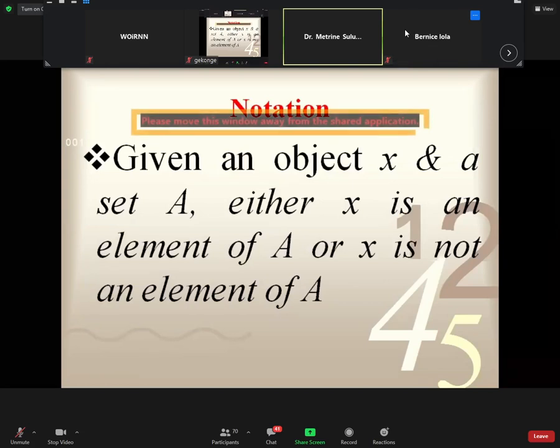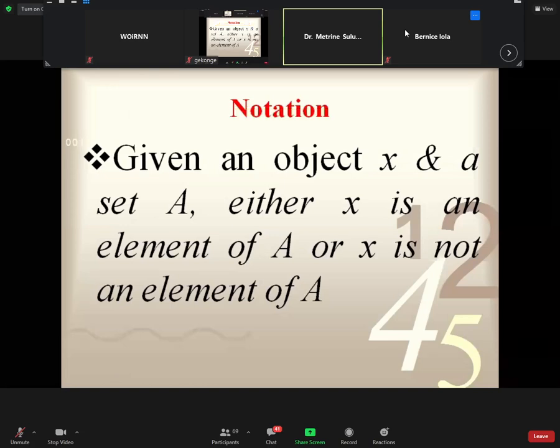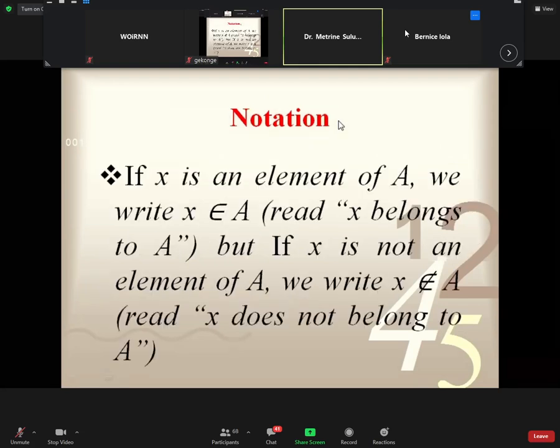But if X is not an element of A, then we write that X with a simple E with a slash, a stroke or a line going through it, to mean that X is not an element of A, or X is not a member of A. So either we say X belongs to A or X does not belong to A.